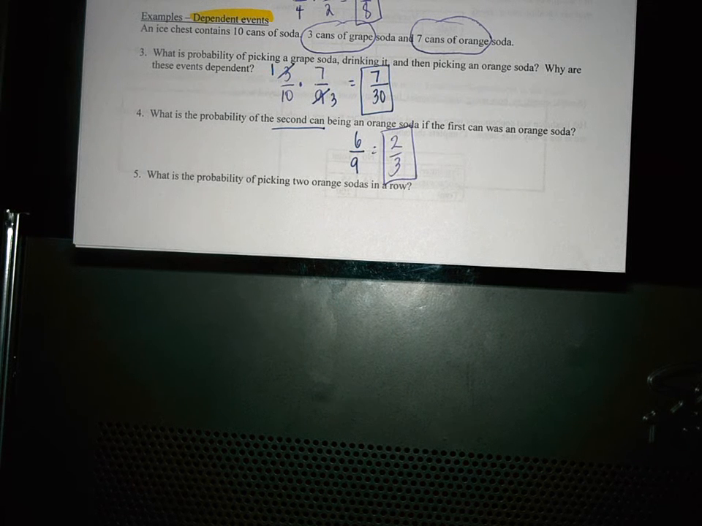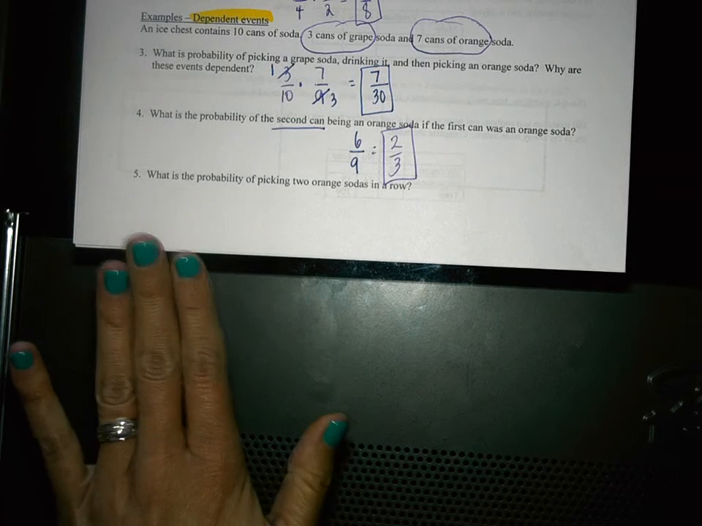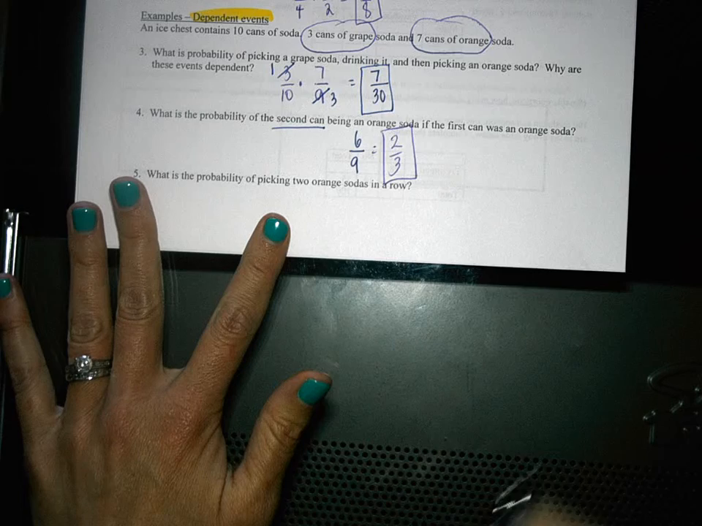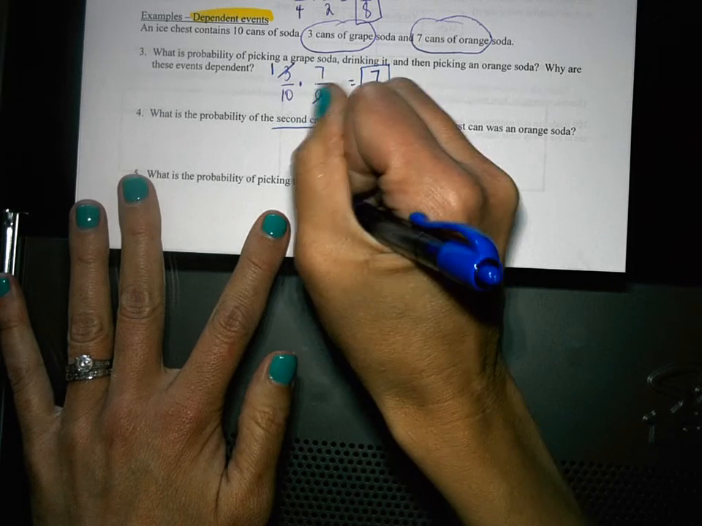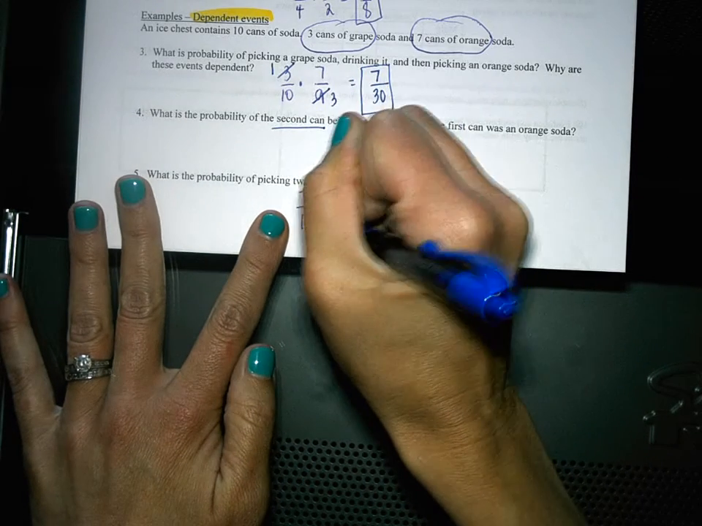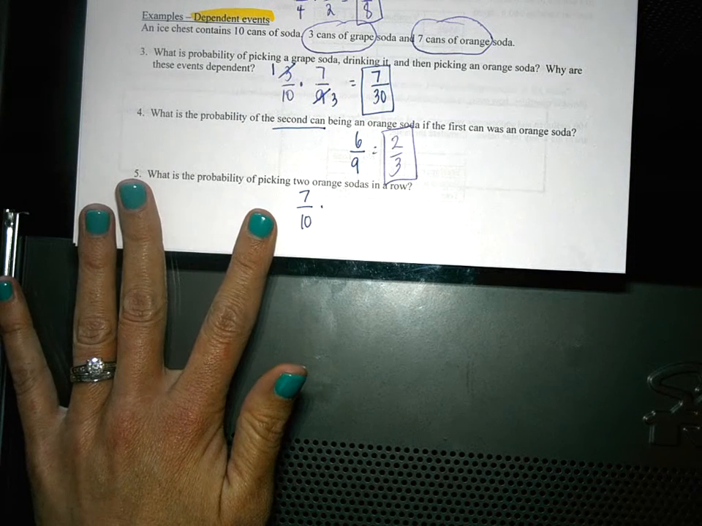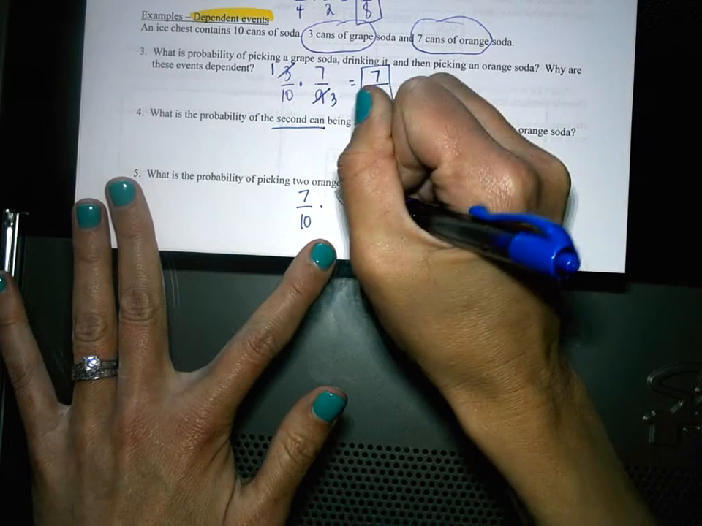Okay, what's the probability of the first orange soda? How many orange sodas to start with are there? 7 out of how many? 10. Okay, we take out 1 orange soda. How many orange sodas are now left? 6 out of how many? 9.